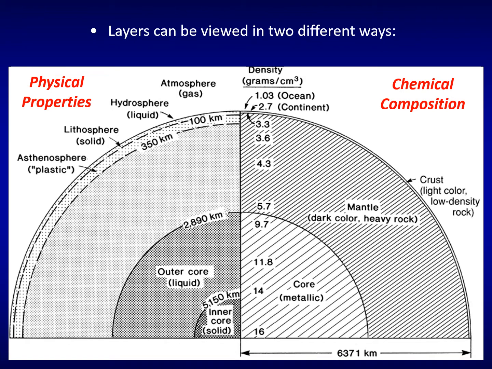Earth's layers can be viewed in two different ways, either by physical properties or chemical composition. We'll discuss both here. As you can see, there are standard differences. Chemical composition is kind of more of a simple breakdown, whereas the physical properties, things like liquid versus solid, partially molten versus solid, or gaseous, that's many different layers there. So we'll look first at chemical composition, then the physical properties.